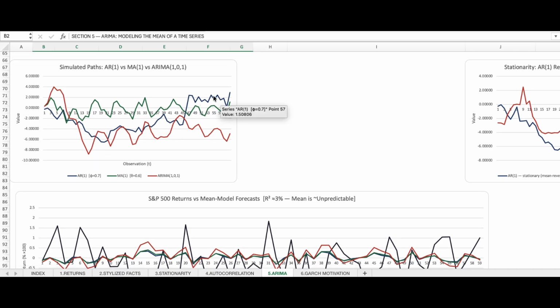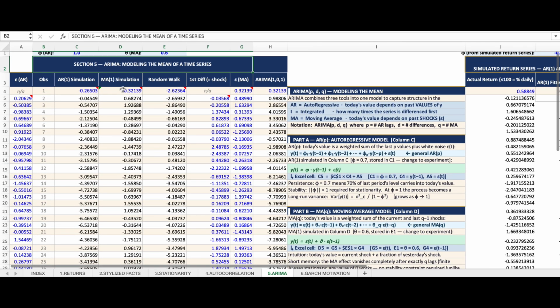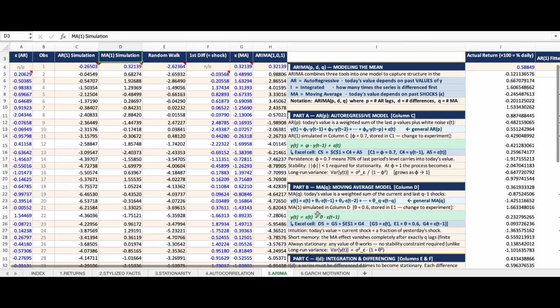Now, coming to moving average, MA. The moving average model is different in a subtle but important way. Instead of depending on past values of y, it depends on past random shocks, which are the epsilons. MA1 means yt equals epsilon t plus theta times epsilon t minus 1. That means today's value equals today's shock plus a fraction of yesterday's shock, which was not happening in the AR model.